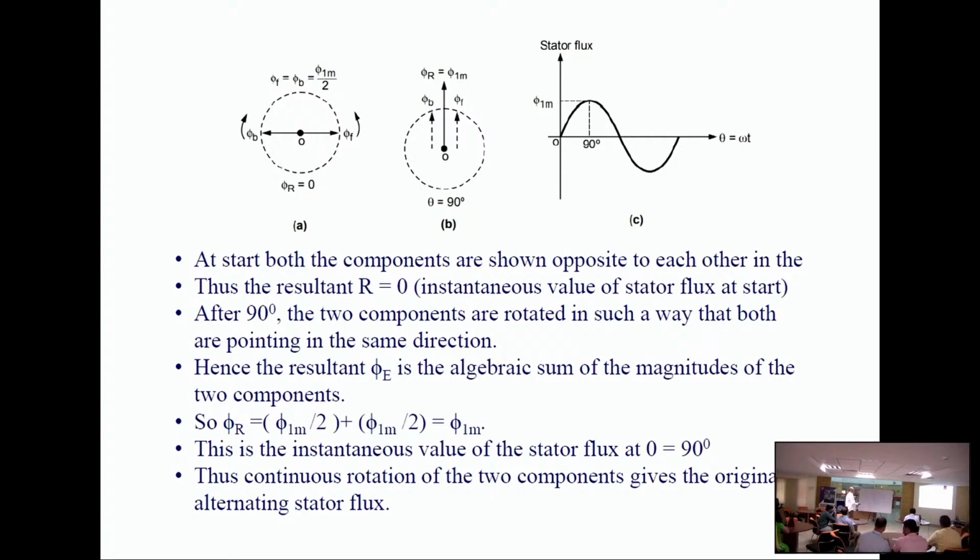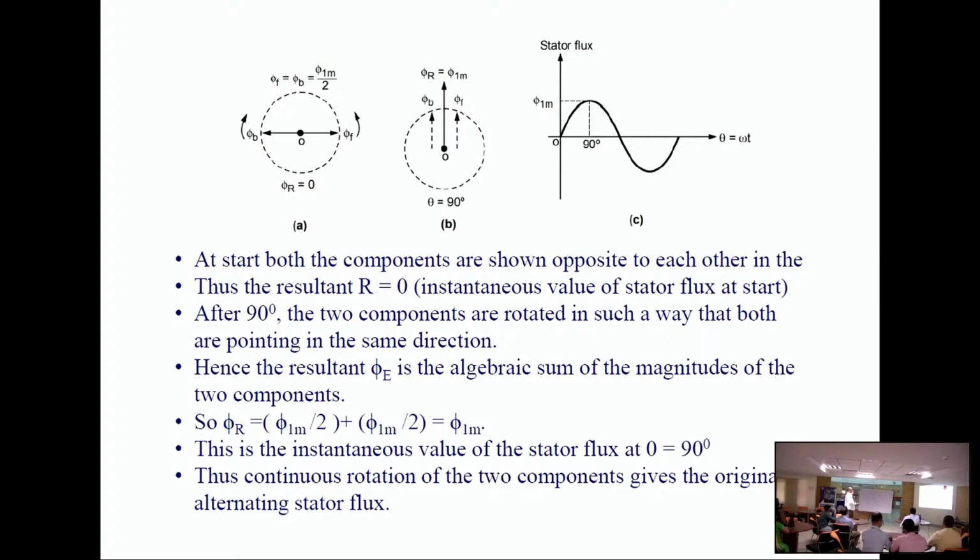So at a particular instant, both the vectors are in this position. What is the resultant? Both are equal and opposite. So resultant will be 0. After some time, suppose the vectors come to the same position, both are in the same direction. So the resultant will be this maximum. Okay. So if we complete the plot, we will get a wave like this one.